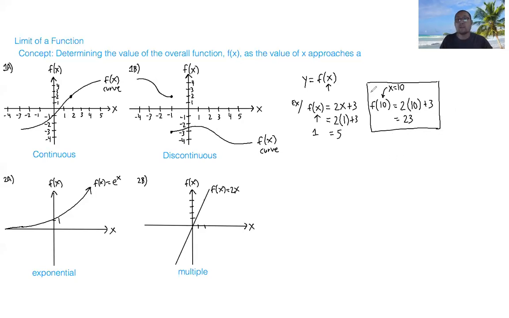So in this case, you evaluated your function at x is equal to 10. You can think of it like this: as x approaches the value of 10 for this function, the function value is going to approach 23, or in this case, it's going to equal 23, because f of x you can think of as the math equation that it represents, which is 2x plus 3.